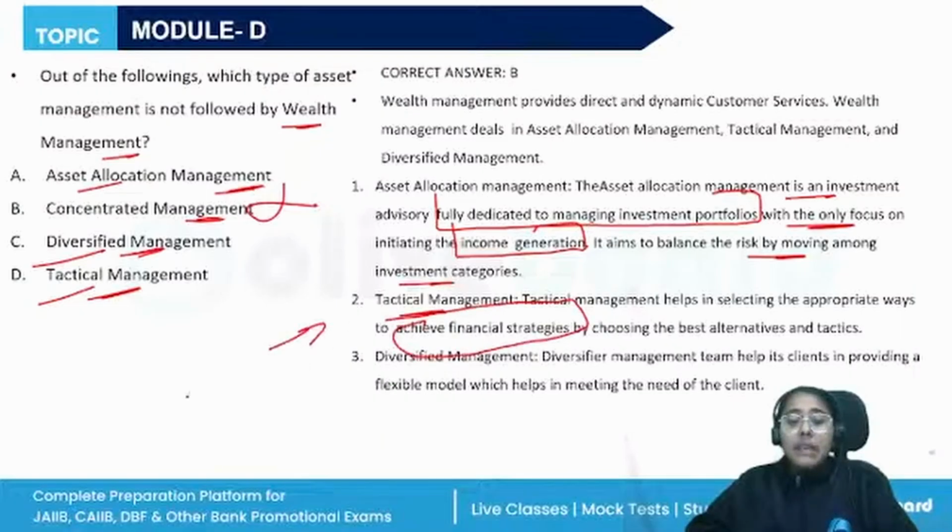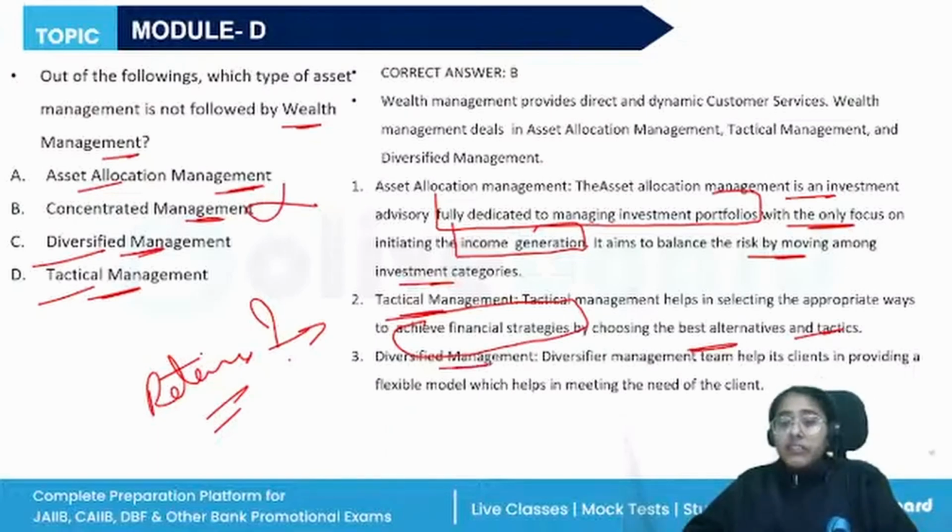Let's say the main aim is retirement planning. So what or where should the investments be made? So financial strategies by choosing the best alternatives and tactics. And third is diversified, which helps its clients by providing a flexible model which helps in meeting the need of the client. So there are three types of investment or wealth management.